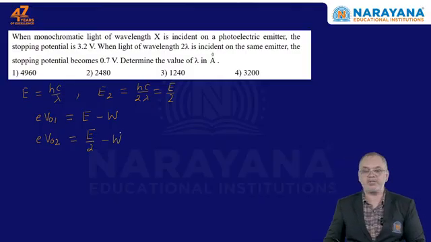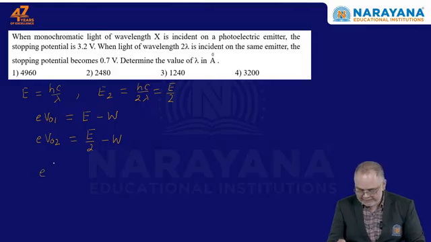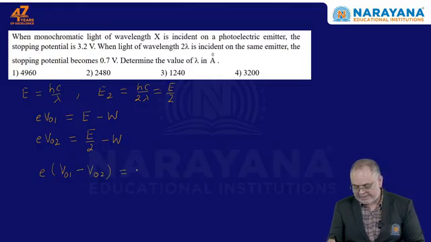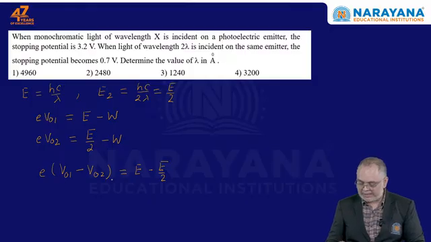Now if we subtract these two, W will be cancelled. So we can write e(V naught 1 minus V naught 2) is equal to E minus E by 2. W will be cancelled here. Now V naught 1 and V naught 2 values are given. We can put the value here.